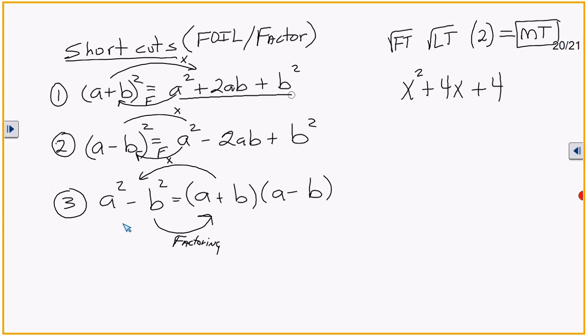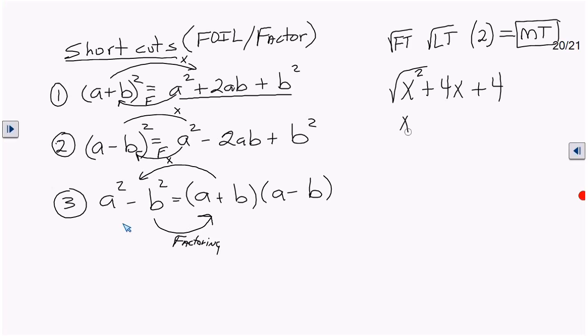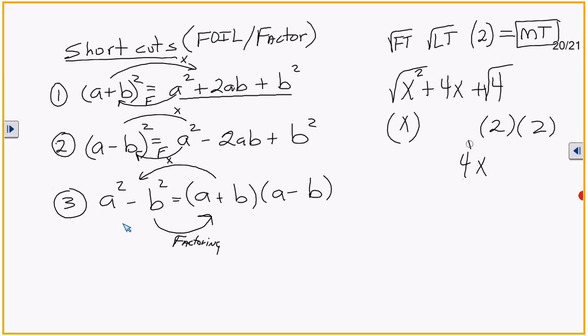Okay, it's got 3 terms. The first is a perfect square, the last is a perfect square, and you got 2 pluses. So take the square root of the first term, take the square root of the last term, and multiply that by 2, and you get 4x, and 4x is the middle term, so this one is a shortcut.